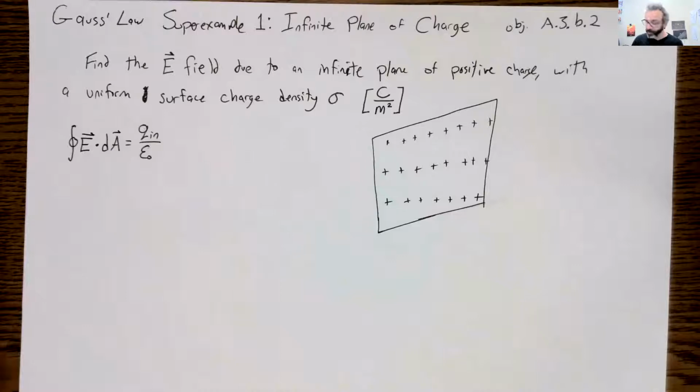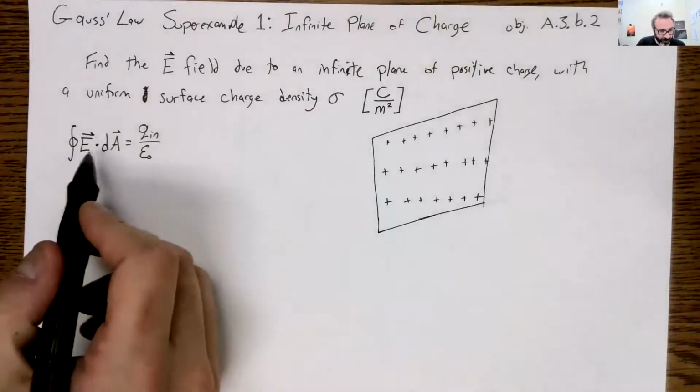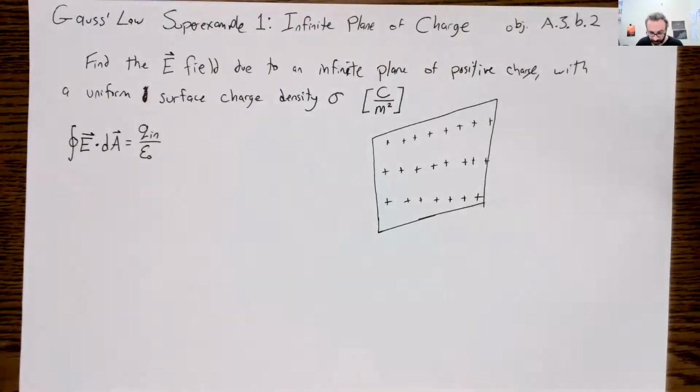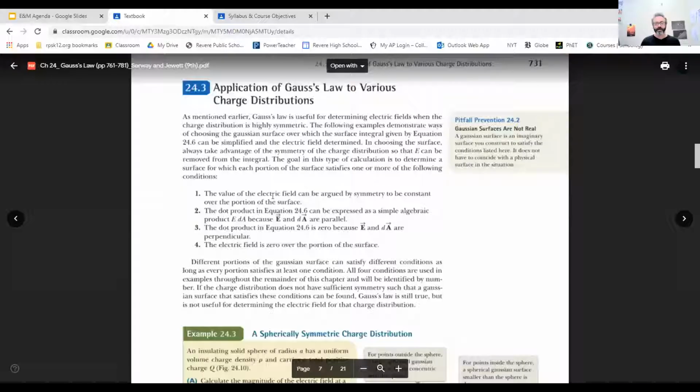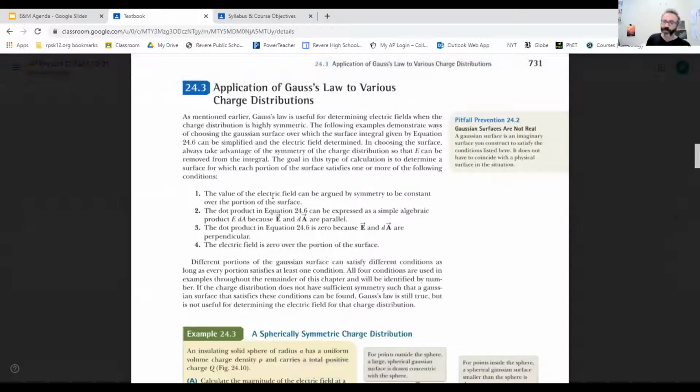So, how do we know when we can use Gauss's law? How do we know we can make this generally very difficult integral easy to do? A good way to think about it: in the textbook, Serway and Jewett give you a few good rules of thumb that will show us when we have a symmetric enough situation that we can use Gauss's law.